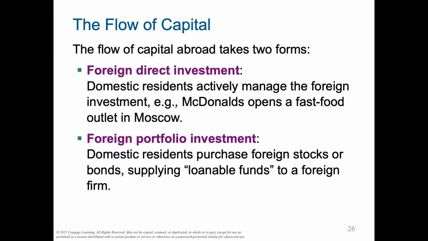The flow of capital abroad takes two forms. We have direct investments. This is when a domestic resident actively manages a foreign investment. A McDonald's opens a fast food outlet in Moscow. A domestic resident, a U.S. resident, actively manages the fast food restaurant in Moscow.